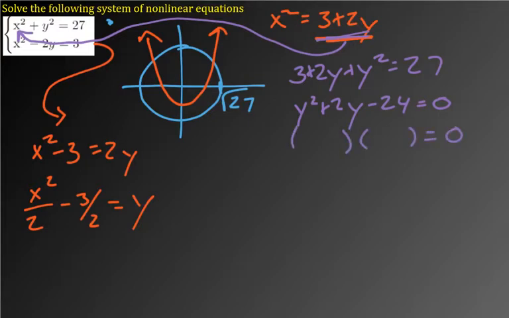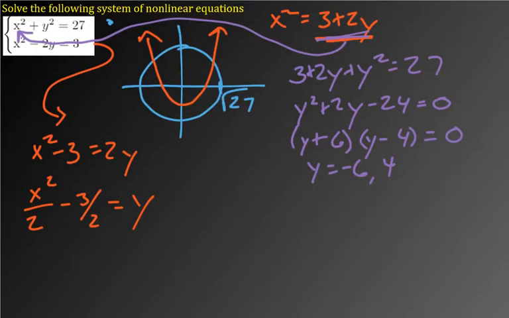You can multiply to negative 24 and add to 2 if you use 6 and 4, right? And specifically if you use positive 6 and negative 4. And so then my roots would be y equals negative 6 and positive 4. And those are just the y values of the solution, right? And then we just need to get the x values.